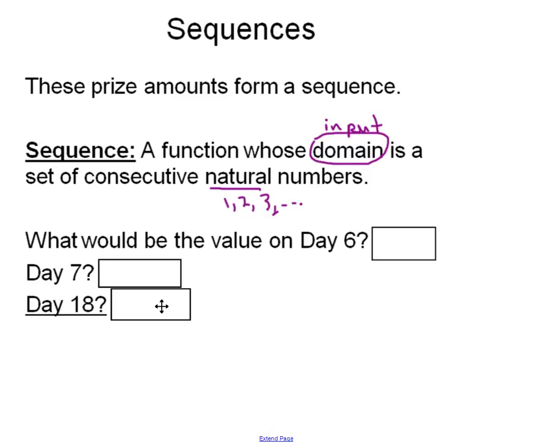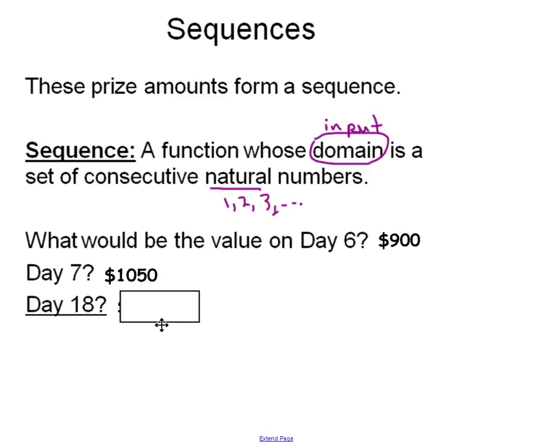Okay, what would be the value on day 6? Well, day 5 was what? $750. So on day 6, I'm adding another $150 and I get $900. Day 7 is $1,050. Day 18, I'd have to sit there and add a whole bunch of 150s together, but I get 2,700.